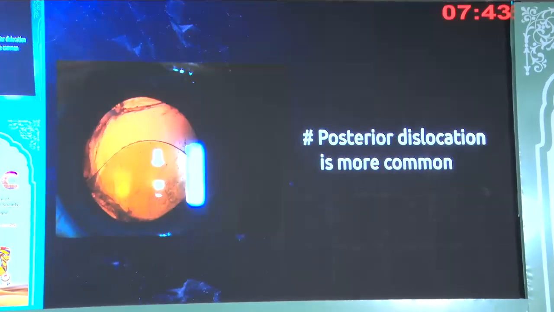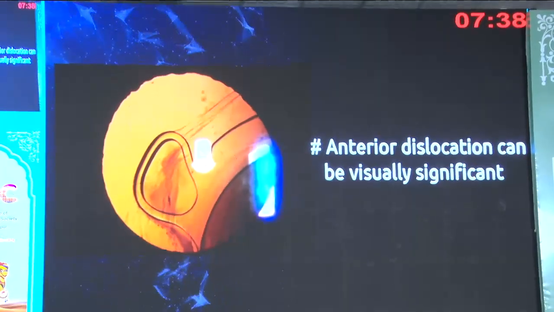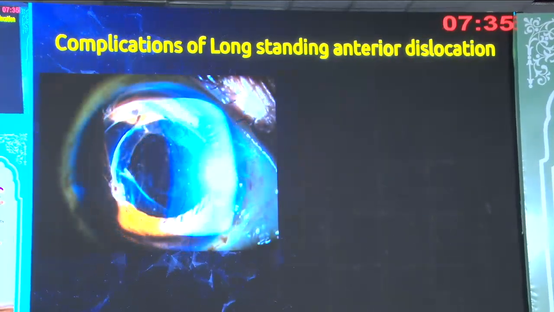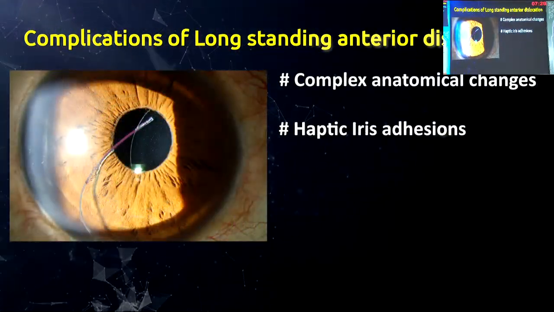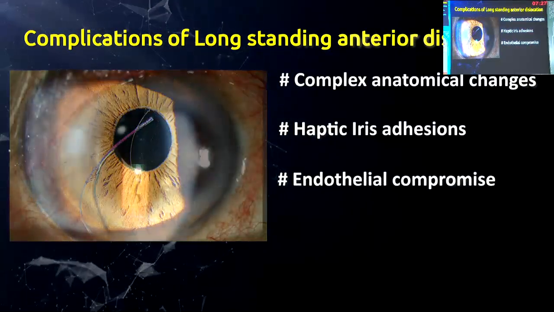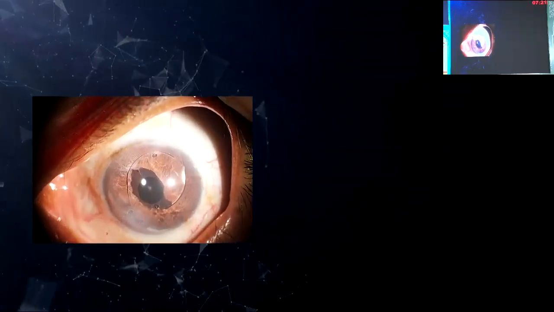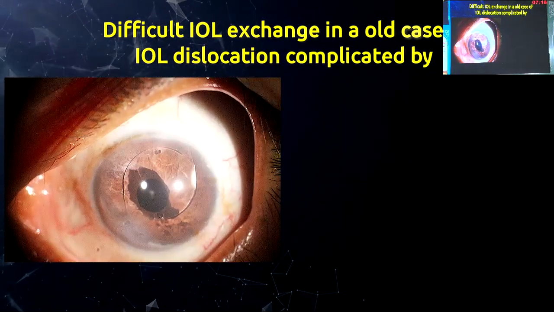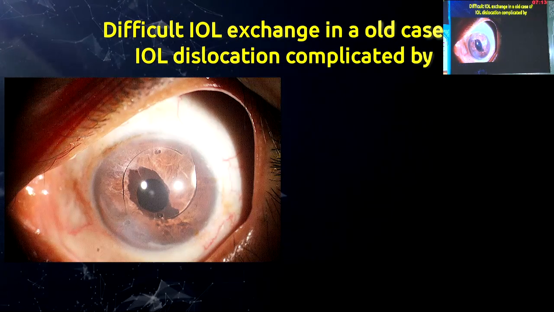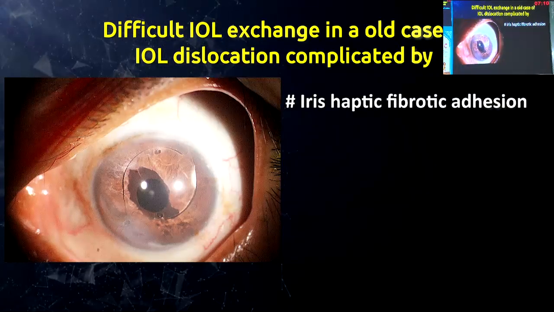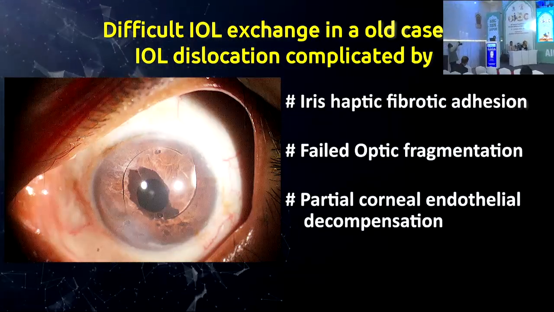Although posterior dislocation is more common, the anterior dislocation can be visually significant. Long-standing, unmanaged anterior IOL dislocation leads to complex anatomical changes, including haptic iris adhesions, corneal endothelial compromise, and anterior chamber instability. In this video, we are going to present a technically challenging IOL exchange surgery in an old case of anteriorly dislocated single-piece rigid IOL, complicated by iris haptic fibrotic adhesion, optic fragmentation failure associated with partial corneal endothelial decompensation.